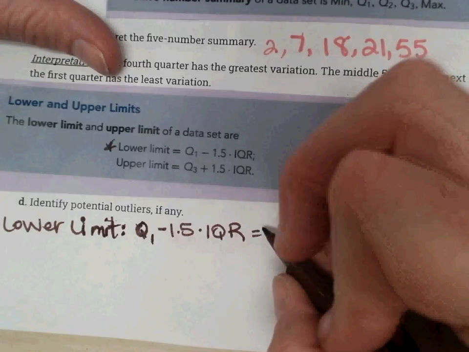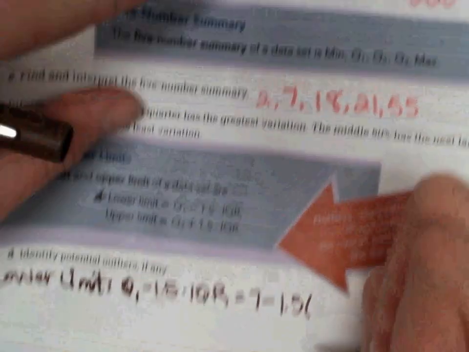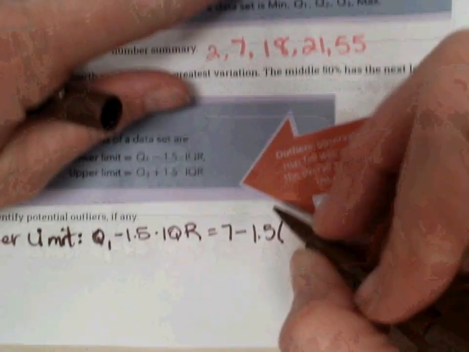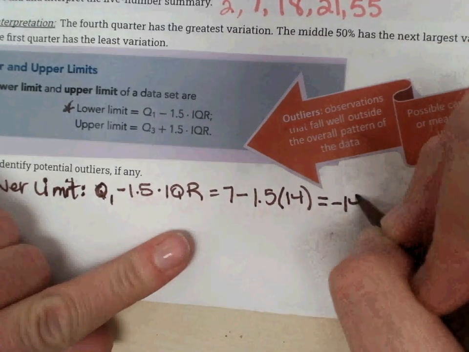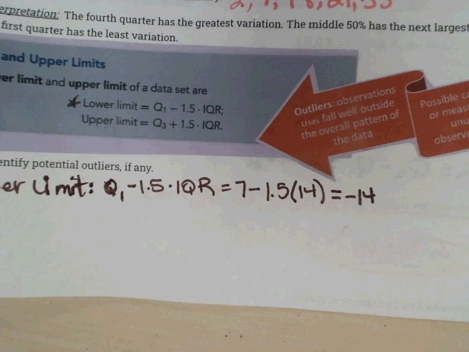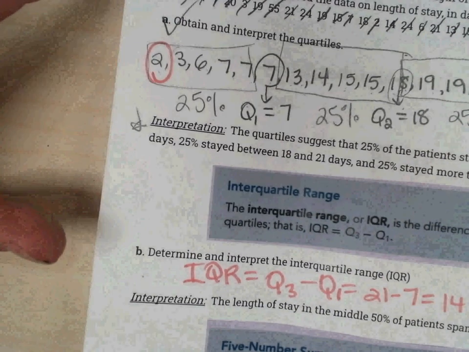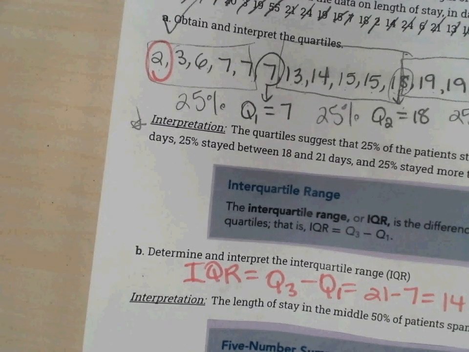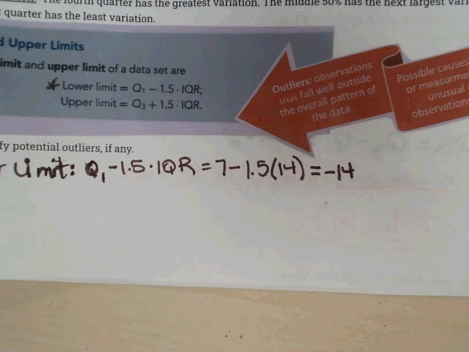Q1 is 7, so I'm going to do 7 minus 1.5 times the IQR, 14, which is going to give me negative 14. I don't have any observations south of 0 in this data set, so I definitely don't have any outliers beyond my lower limit. So we're good on that end.